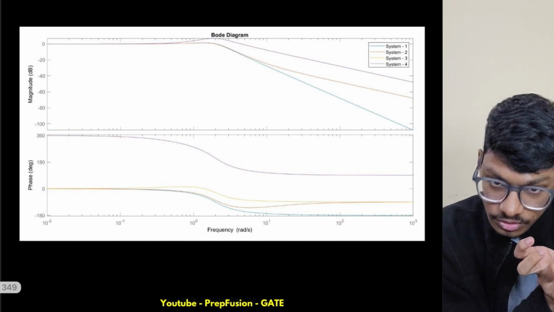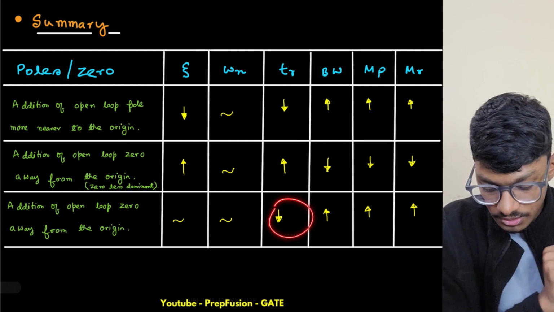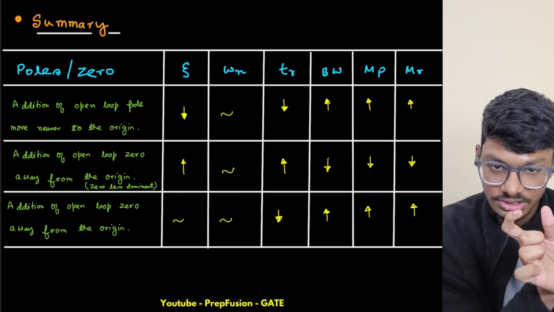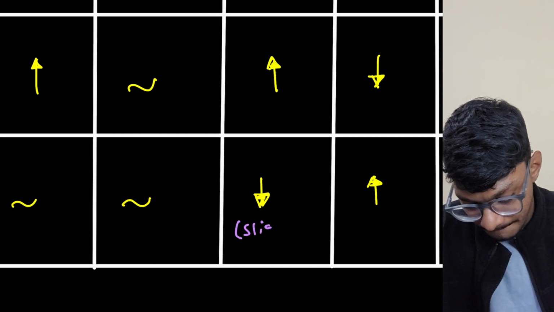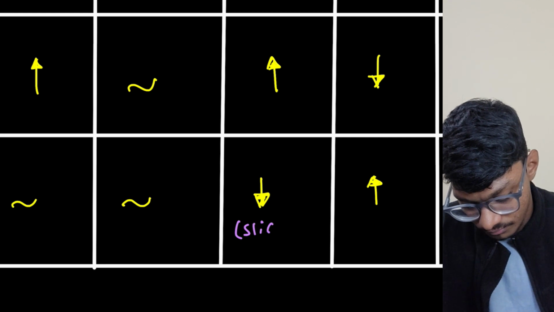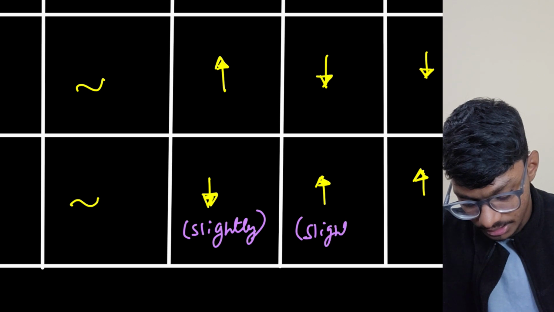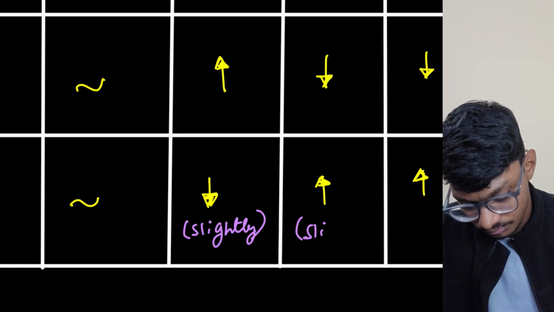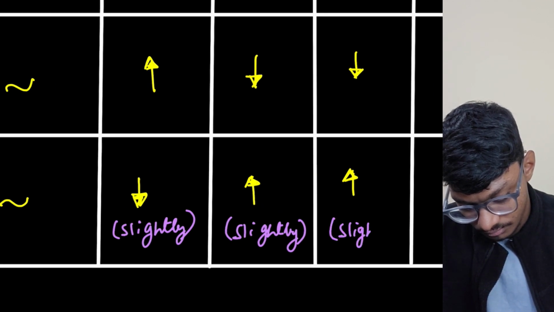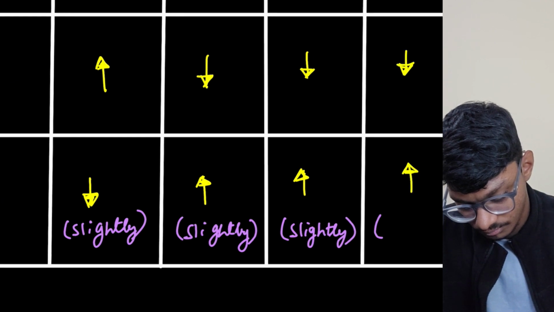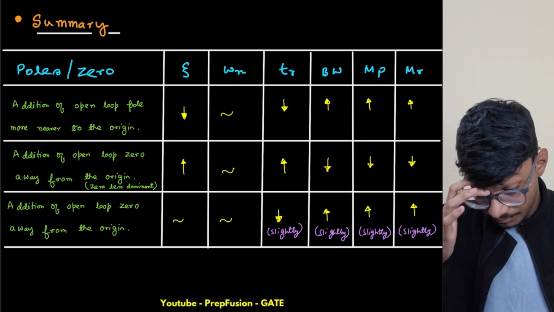The t rise will reduce, as we see it is reducing here slightly. Zeta will be almost same, but slightly it will reduce, and the other things will slightly increase. Not much difference, okay, slightly. All these things will slightly increase and decrease. Okay, so yeah, this was a summary.